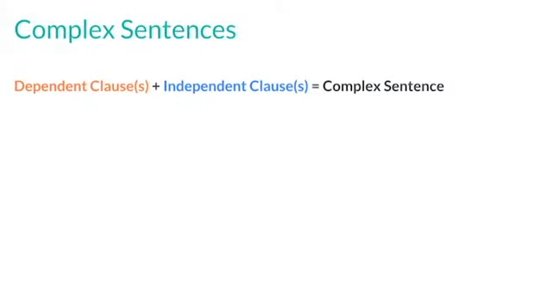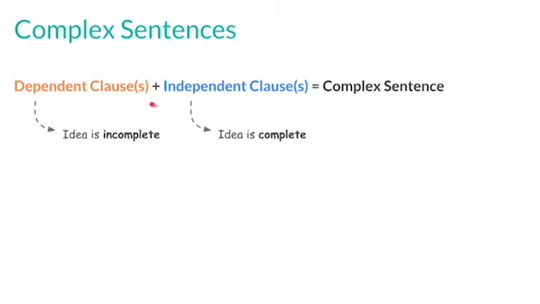Basically, a complex sentence is when you have a dependent clause plus an independent clause. So you'll recall from the previous video that an independent clause is a complete idea. On the other hand, a dependent clause is an incomplete idea. So when we have a dependent clause and an independent clause put together, we call that a complex sentence.